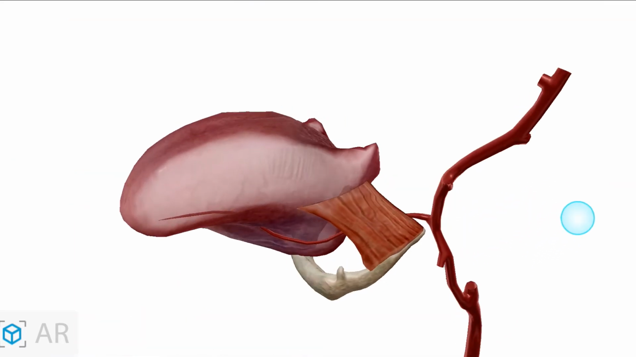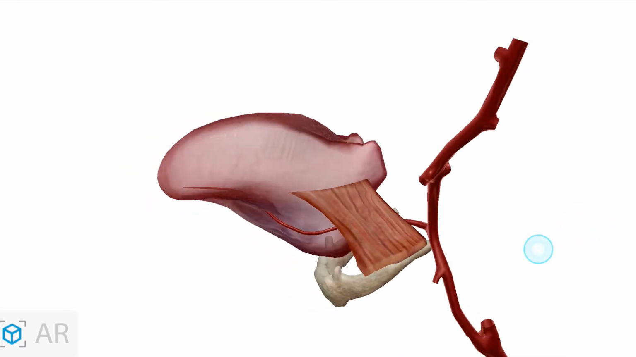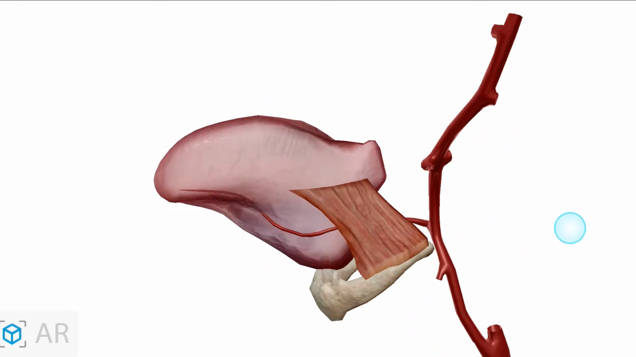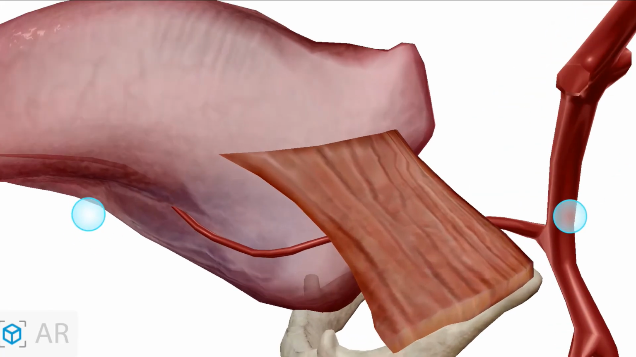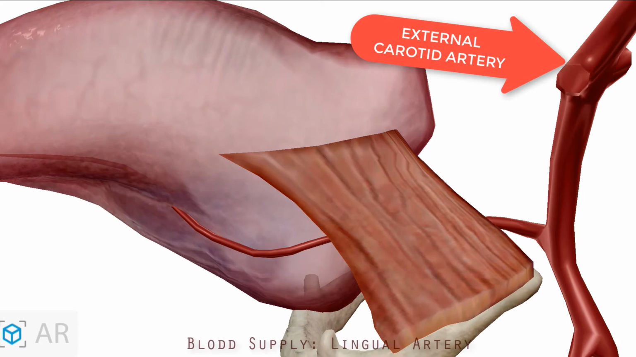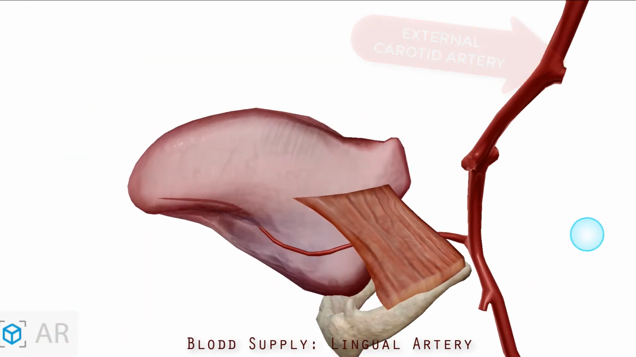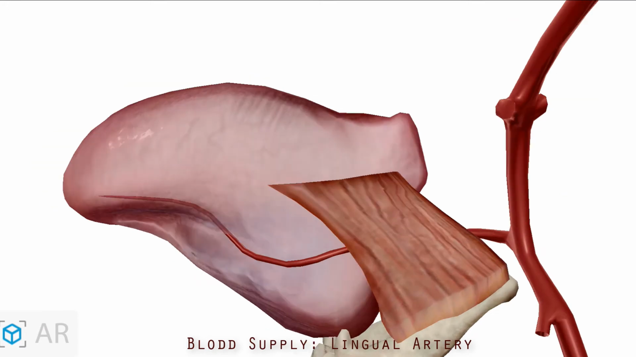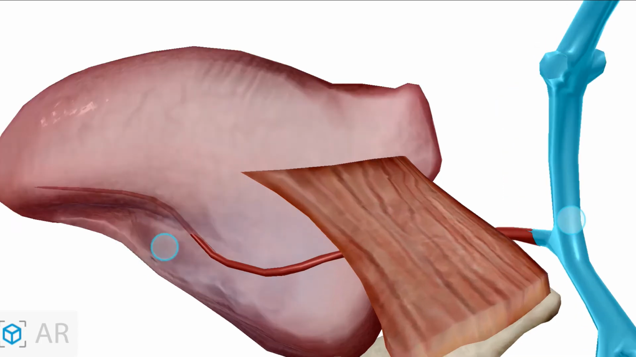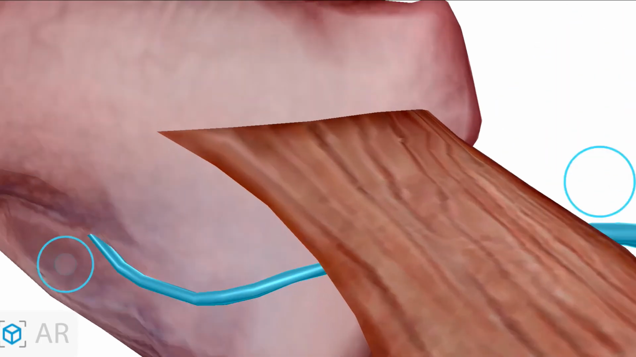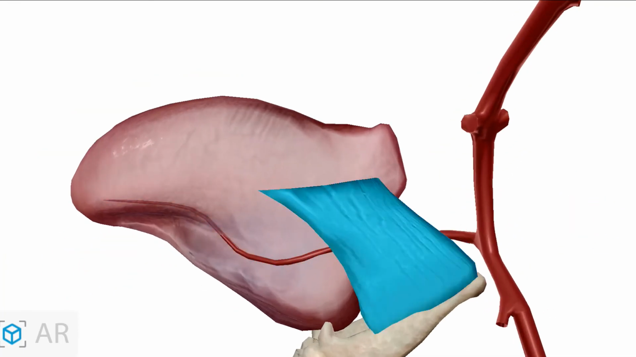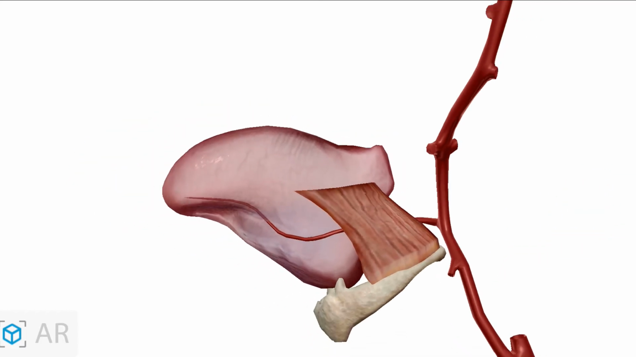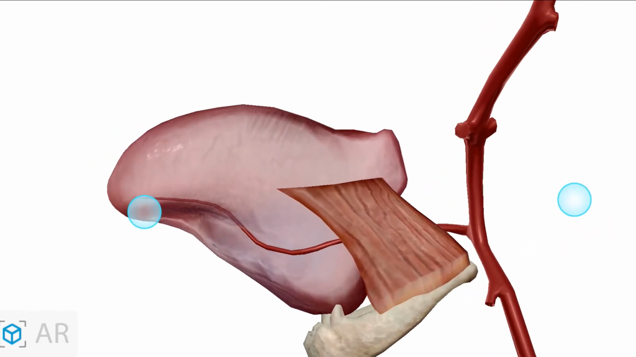Now I am showing you the blood supply for the hyoglossus muscle. Here is the 3D diagram for that. The blood supply of the hyoglossus muscle is the lingual artery, which is a branch of the external carotid artery. Here it is the external carotid artery, and this one is the lingual artery which supplies the hyoglossus muscle. And now I am dealing with its action.